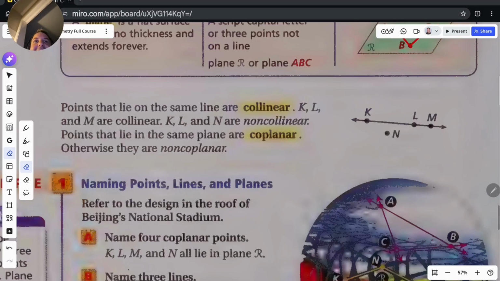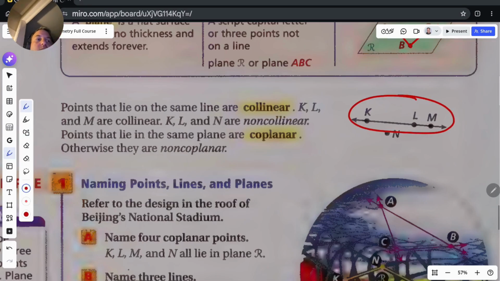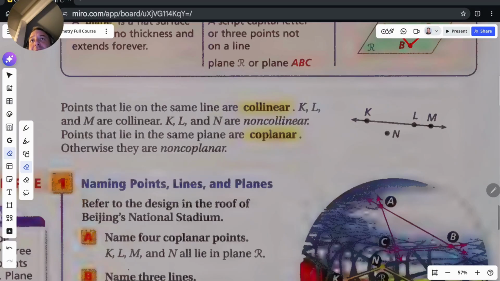We have points K, L, and M. They all sit on one horizontal line, so they are collinear. But notice that point N sits below the line. So it's not on the same line as K, L, M, or K, L and N. So K, L and N are not collinear. We call that non-collinear. Now let's extend that.